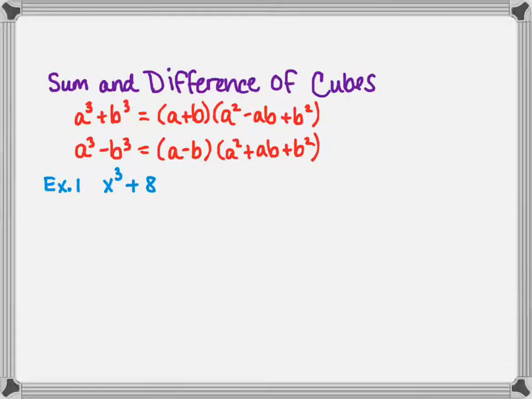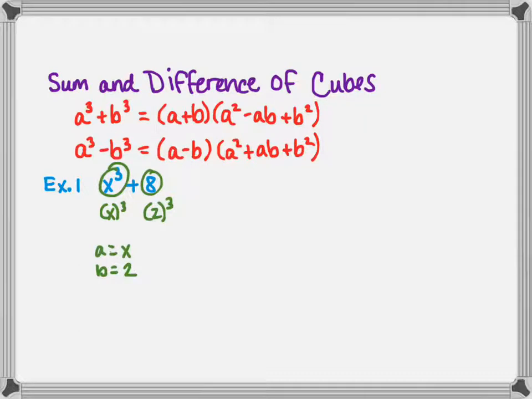So let's look at our first example, x cubed plus 8. So what cubed gives us x cubed? X would be cubed. What cubed gives us 8? That would be 2 cubed. So our a in this case is x, and our b in this case is 2. A is x, b is 2.